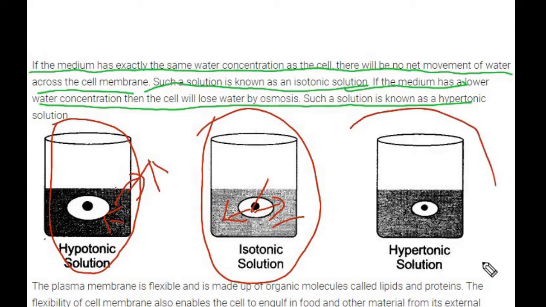If you look at this last solution, this is a hypertonic solution. In a hypertonic solution, the concentration of water is low. So the cell loses water by osmosis.